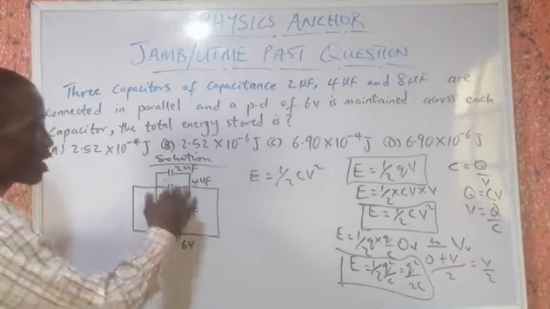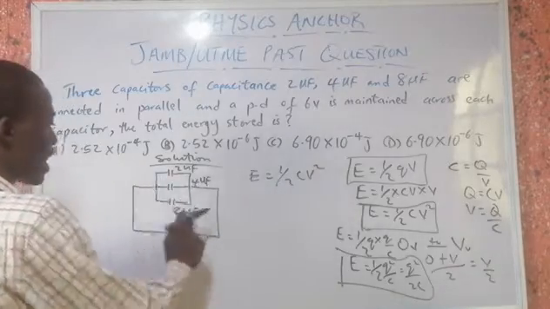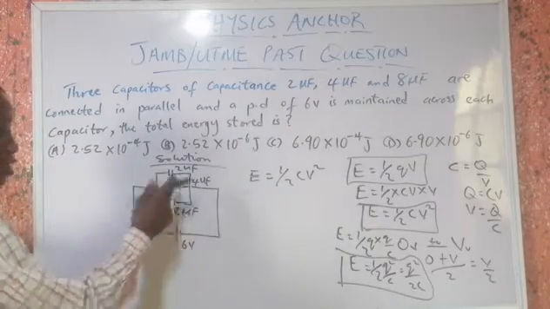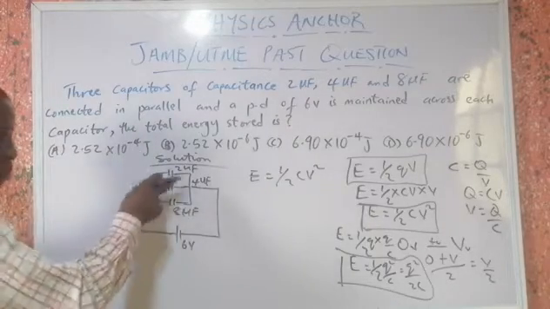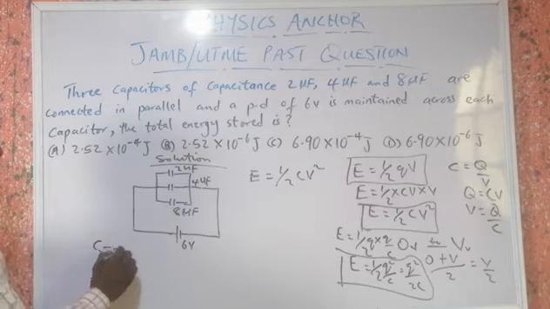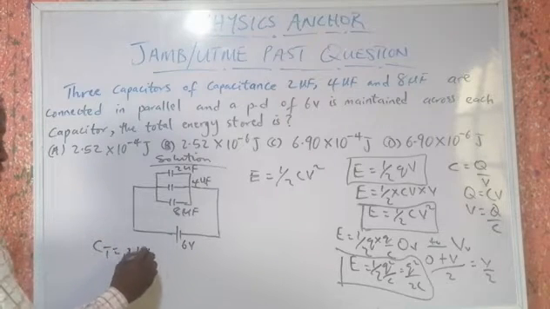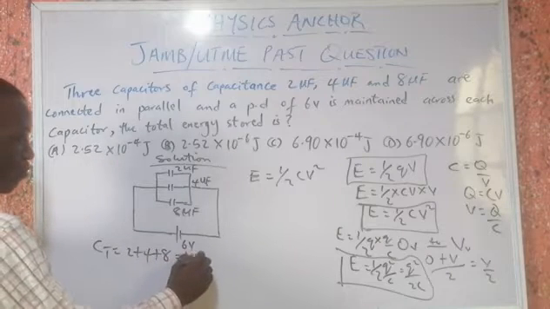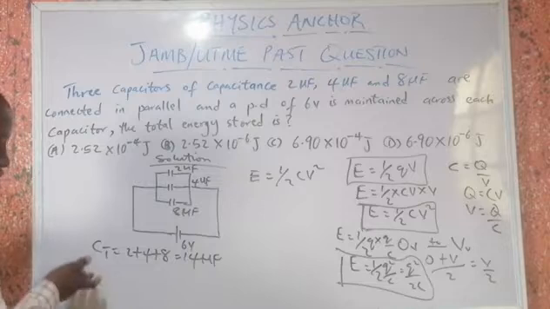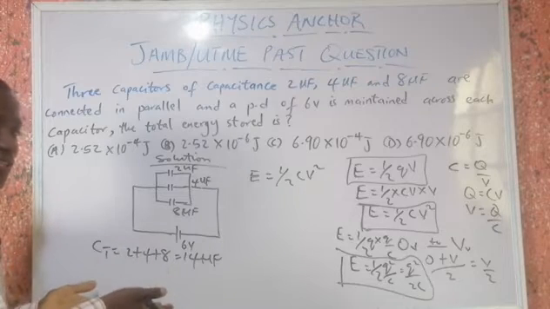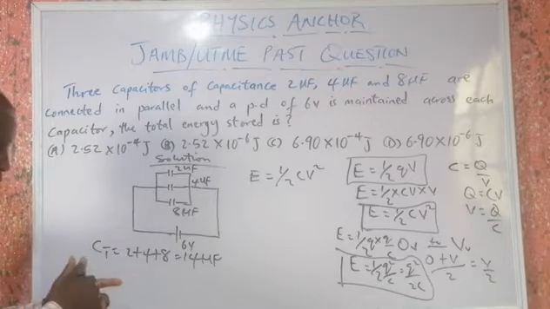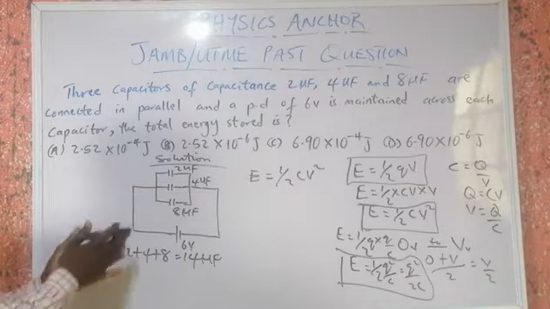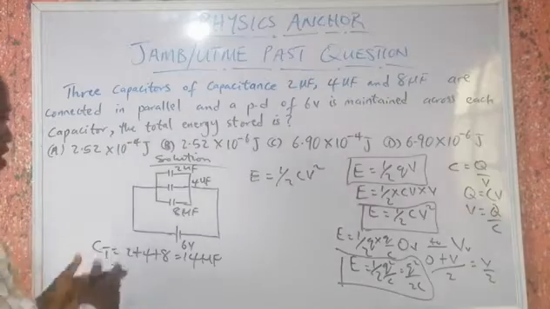So if we must find the total energy stored, definitely we must find the total capacitance in this arrangement. And because the capacitors are connected in parallel, we know that the total capacitance will be 2 plus 4 plus 8, and that will give us 14 microfarad. This is how you combine the parallel connection of capacitors. So this is very important.